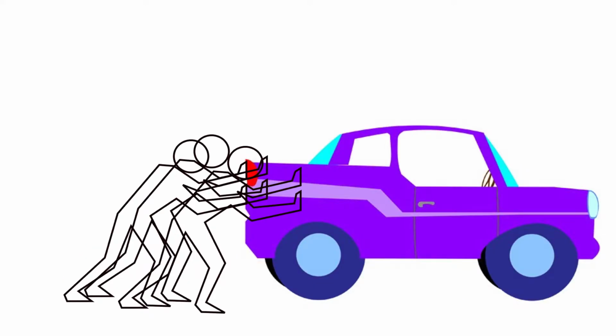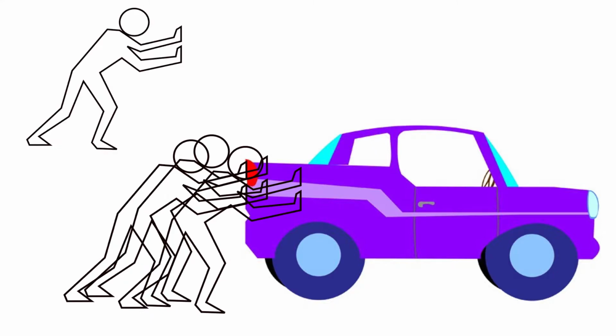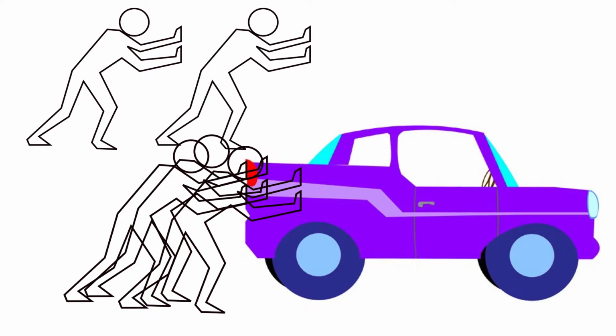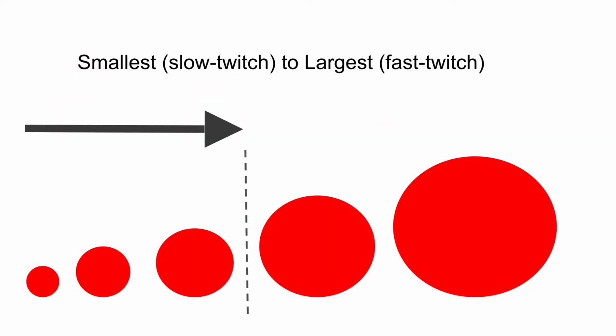So if we only require 3 people to move the car out of the way, there is no point in wasting the energy of other people to assist in moving it. This is how muscle fiber recruitment works. First, fibers are recruited in order from smallest to largest. But then the recruitment stops once you have enough fibers to produce the necessary force.